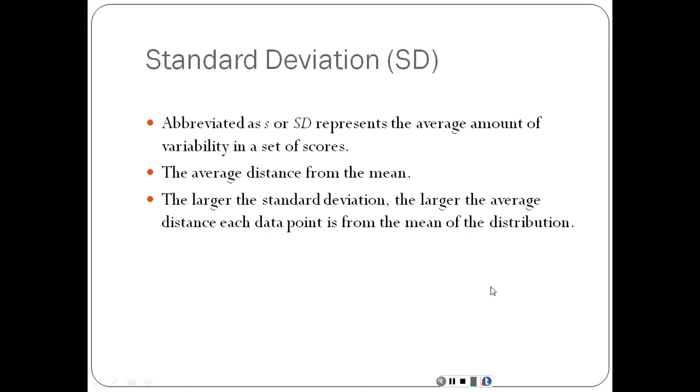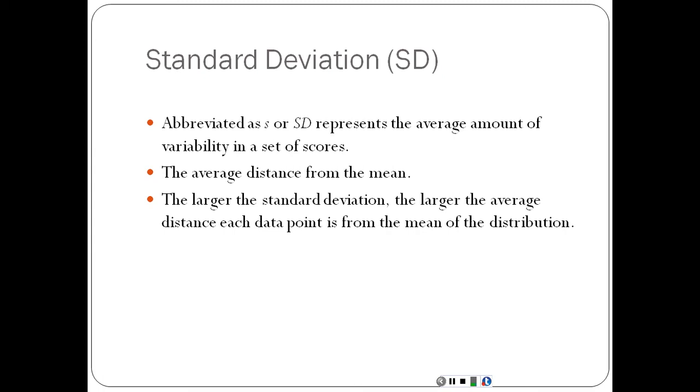Next, we're going to look at standard deviation. You will see it represented two ways: it can either be represented as a lowercase s or as SD. Basically, a standard deviation represents the average amount of variability in a set of scores. In easier terms, it's basically the average distance from the mean.